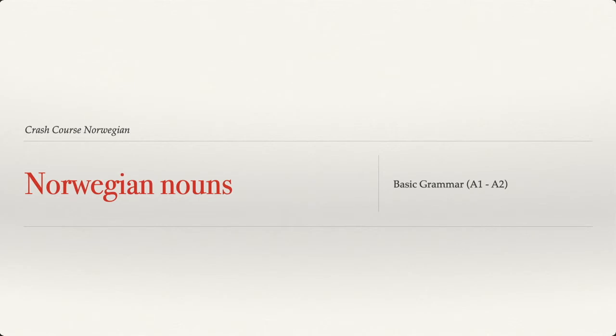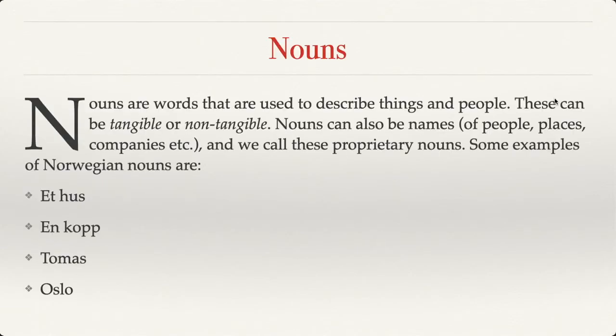This is our video on some different aspects of Norwegian nouns as part of the basic grammar A1, A2 curriculum. So we will be looking at some different aspects of nouns in this video. Depending on where you are in your learning, these may seem very basic concepts or they may be completely new to you. It is quite a holistic overview of nouns, but we are keeping ourselves to the A1, A2 level in this one. So let's have a look at our first topic.